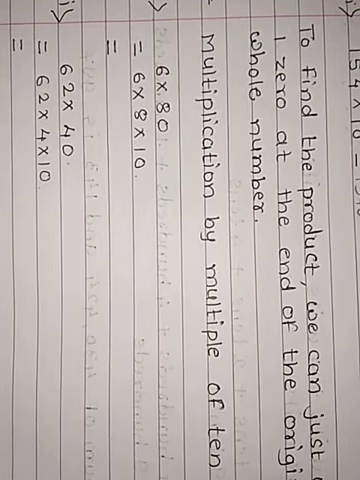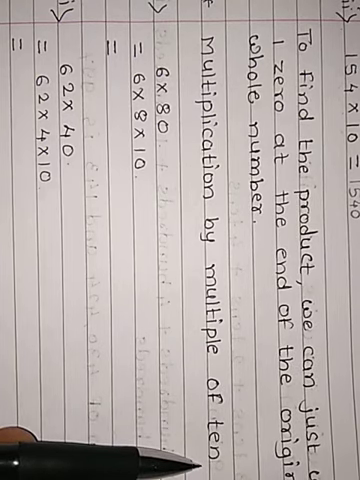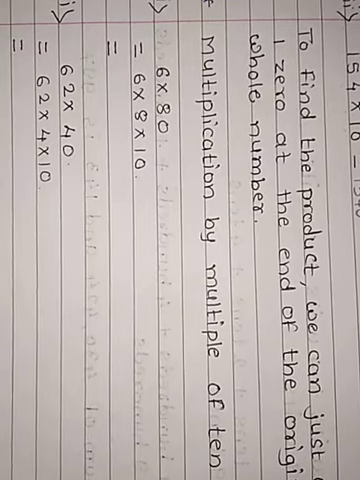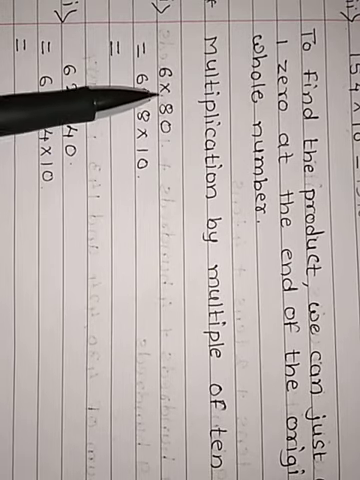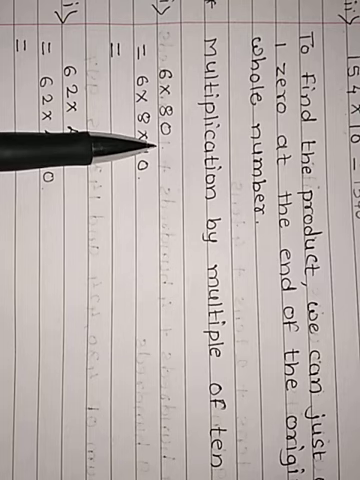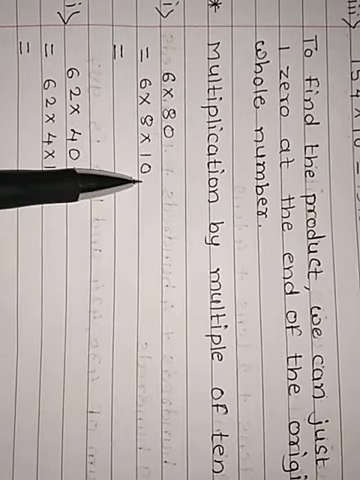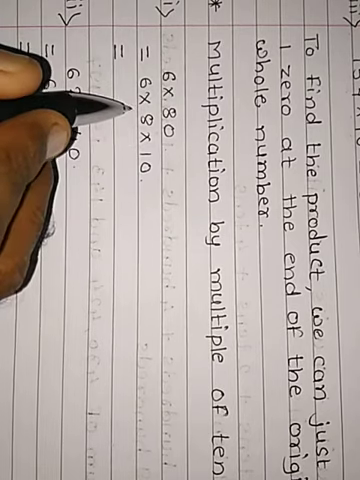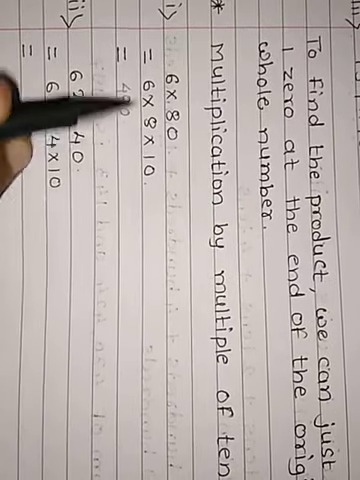Next concept, multiplication by multiples of 10. As we know, 10, 20, 30, 40, 50, 60, 70 and so on are the multiples of 10. See here, one example, 6 into 80. How can we write this? We can write 6 into 8 into 10. First we multiply 6 into 8. 6 8s are 48. And we write 0 afterwards. So this is the answer of 6 into 80.